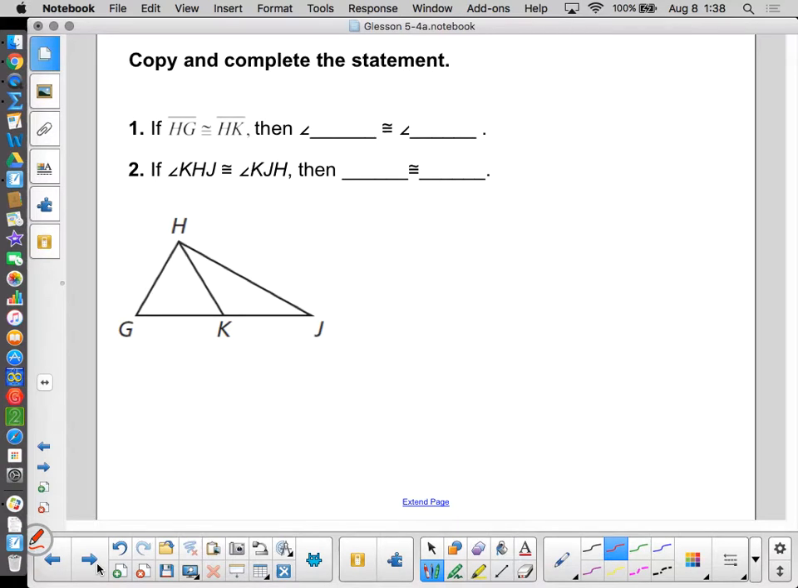Copy and complete the statement. If HG is congruent to HK, let's mark what that is. HG is congruent to HK. Then what two angles are congruent? Well, the angles opposite. So angle G would be congruent to angle K, but I need to be specific here because there's more than one angle K. So I have to be very specific and say GKH or HKG. So I'll go GKH.